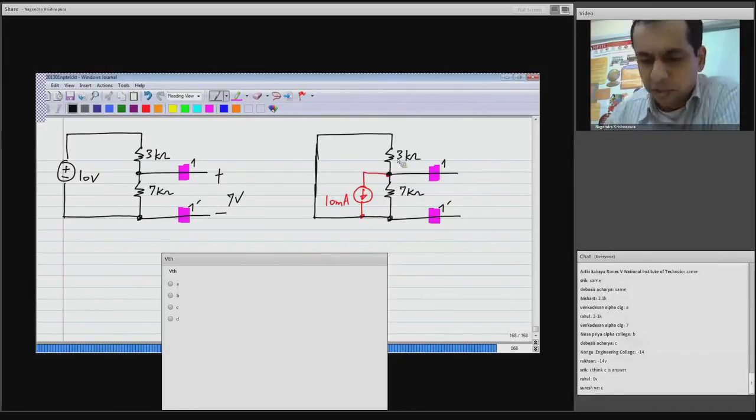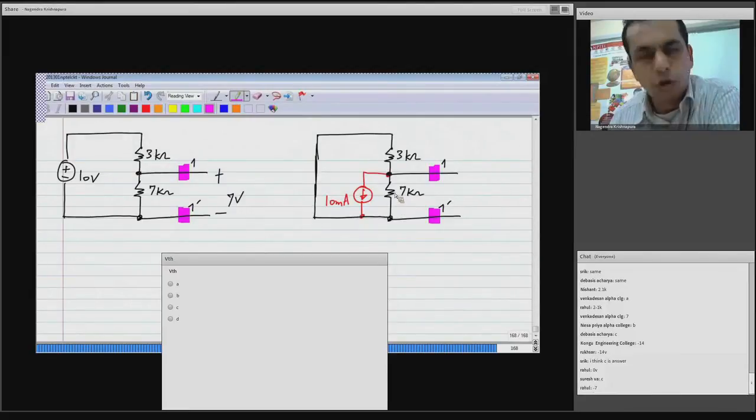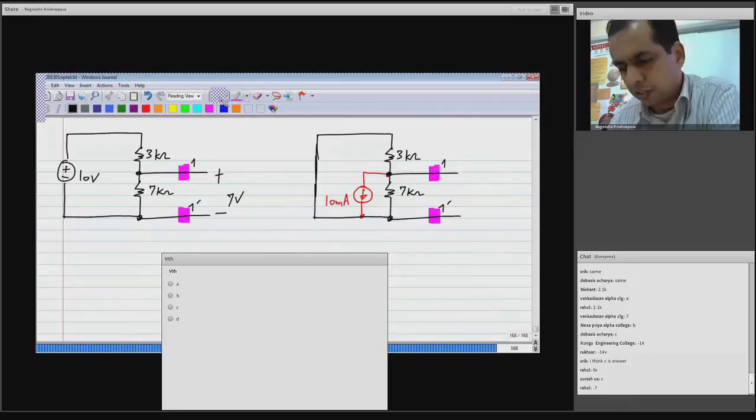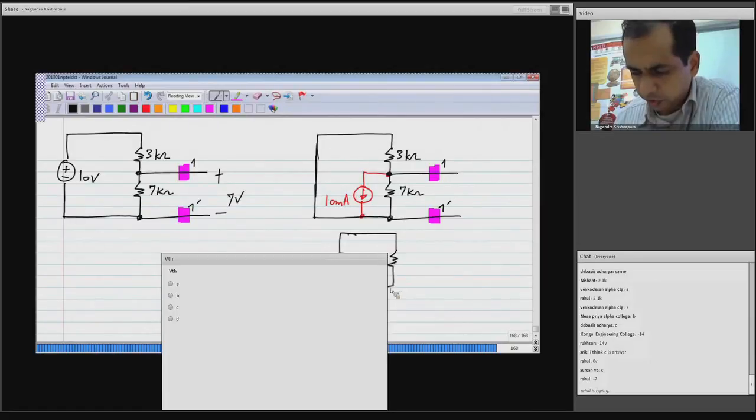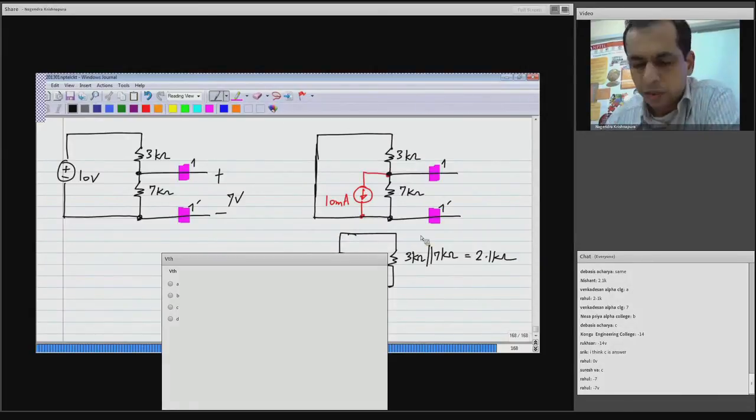you should be able to see that this 3 kilo ohm and 7 kilo ohm are in parallel, and they are in parallel across this current source. Okay. So we have an equivalent picture like this. This is the 10 milliamp current source, and this is 3 kilo ohm and 7 kilo ohm in parallel, which is 2.1 kilo ohm. Okay.